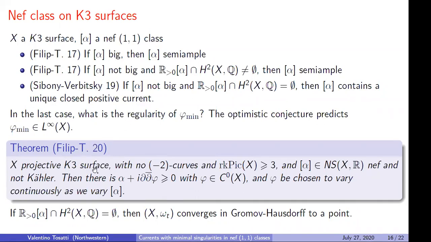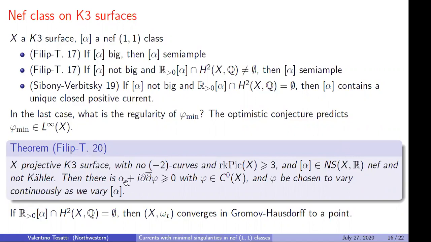If you have a projective K3, assume the rank of Picard is at least 3. This one is harmless because Picard 1 and 2 are kind of trivial. And assume no -2 curves, which probably can be removed, but it's there just for safety. There's also an extra technical assumption about genericity, which we hope can be removed, so I didn't even write it. And let alpha be a class in the Néron-Severi group, so it's the class of an R-divisor, nef but not Kähler.